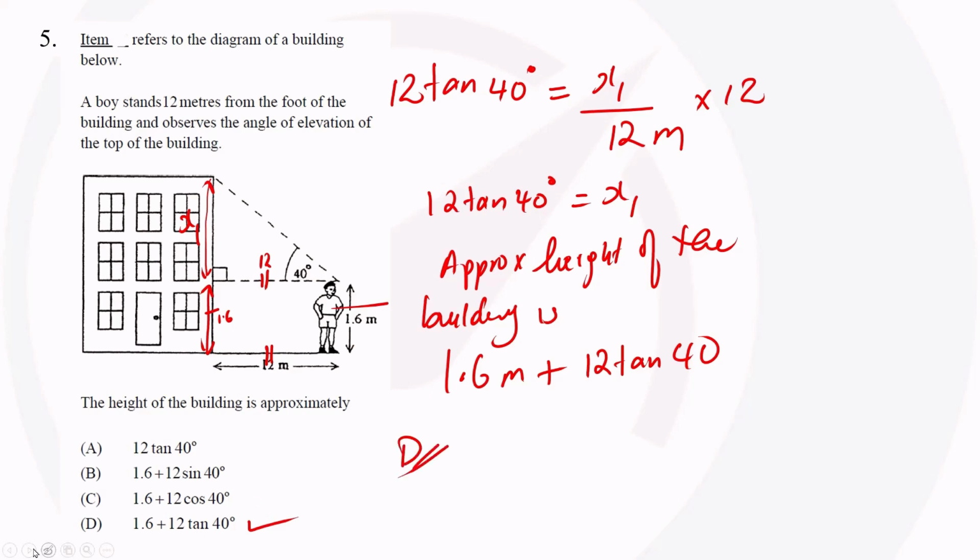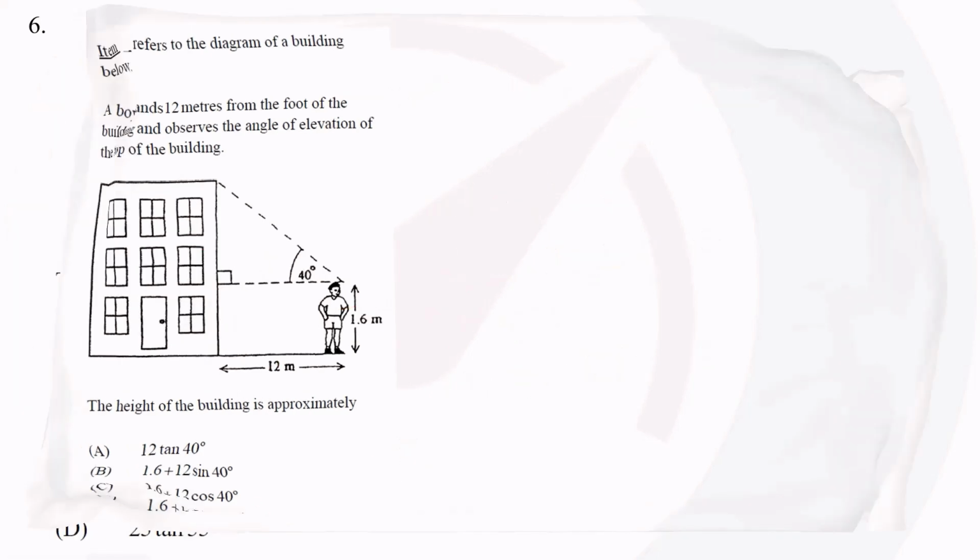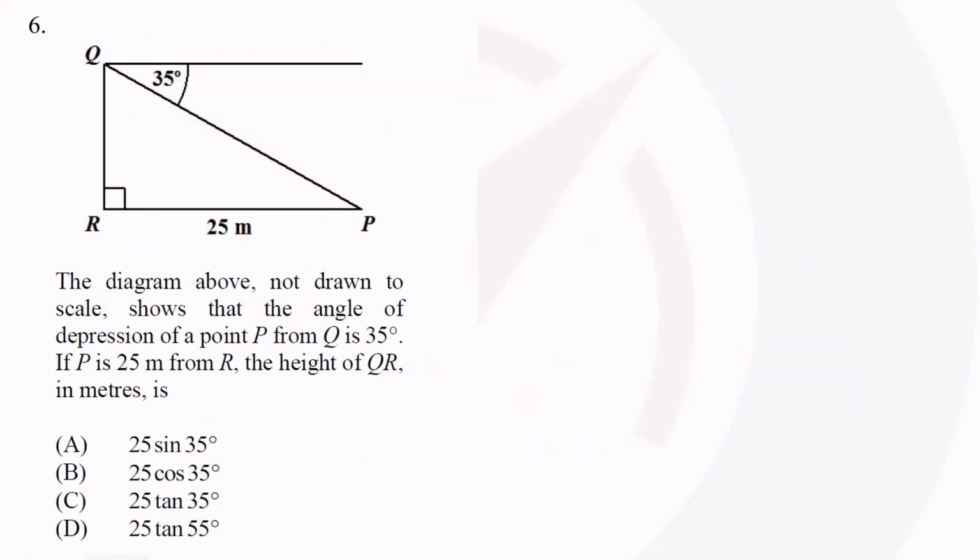Alright, let's look at question 6. The diagram above, not drawn to scale, shows the angle of depression of a point P from Q is 35 degrees. If P is 25 meters from R, the height of QR in meters is. So I want to find the height here.